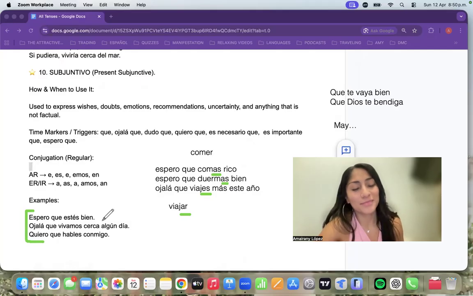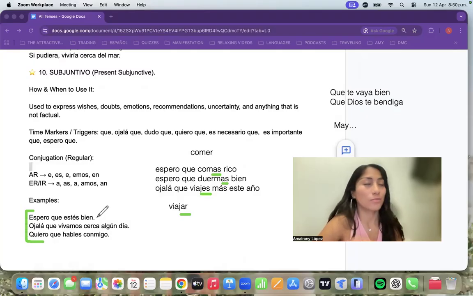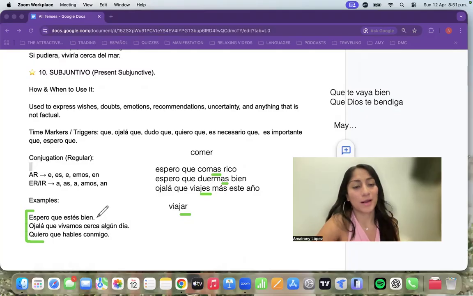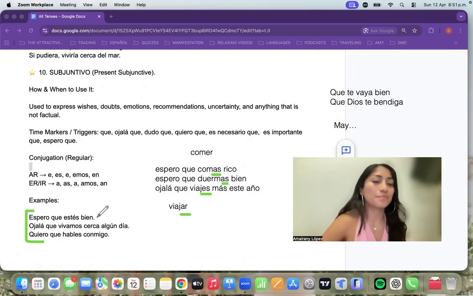So the examples that we have here: "espero que estés bien." I hope that you're well. This is something that you can use when you're texting someone or writing an email. "Ojalá que vivamos cerca algún día." Hopefully, or I hope that one day we'll live close to each other. And "quiero que hables conmigo." I want you to speak to me. I want you to talk to me.